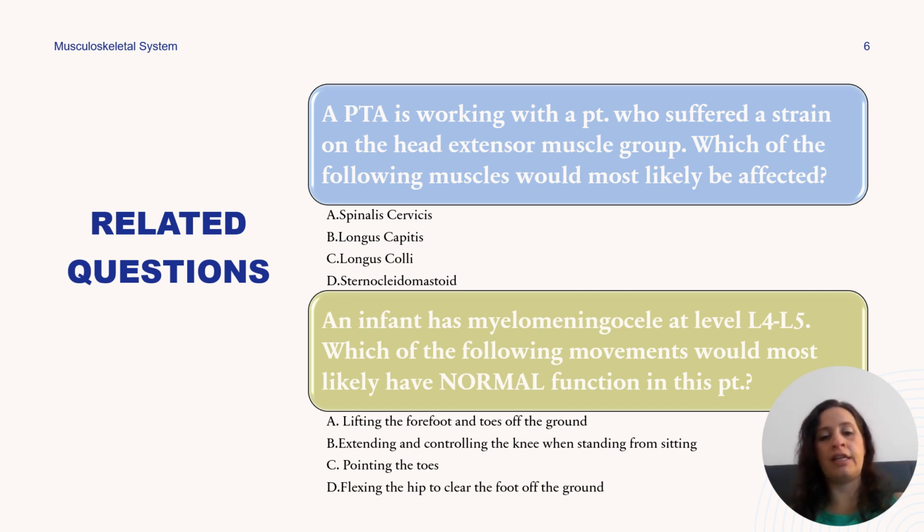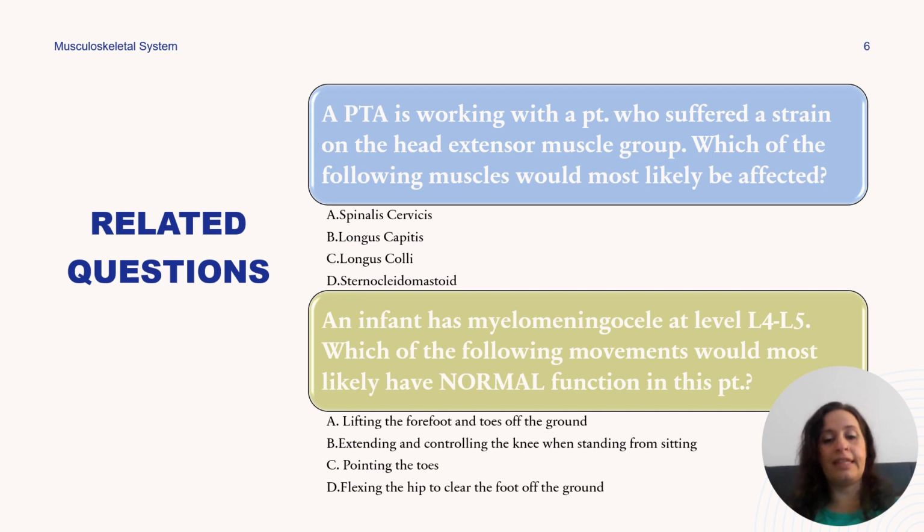question is asking, which of the following movements would most likely have normal function if this patient has an L4, L5 lesion of myelomeningocele? The one that would have normal function is something that is above the knee, like a hip, trunk, arms, whatever, right? So let's look at the options and see if you have stuff below the knee and stuff above the knee, right?